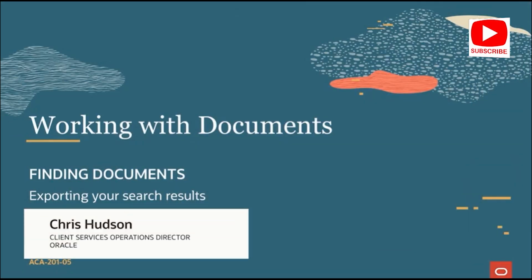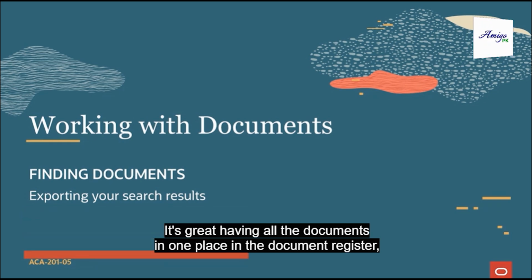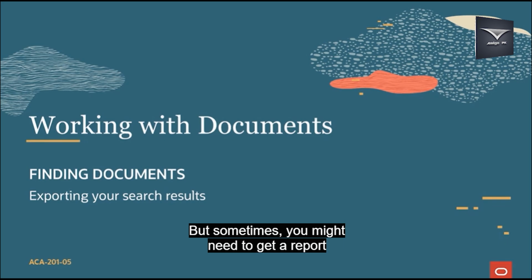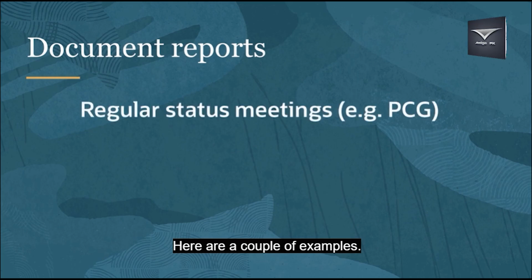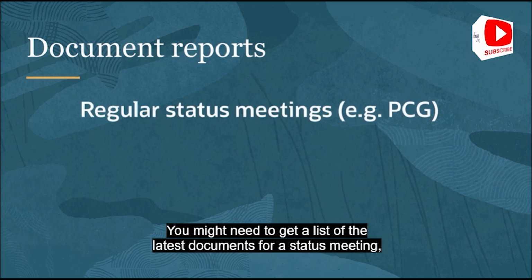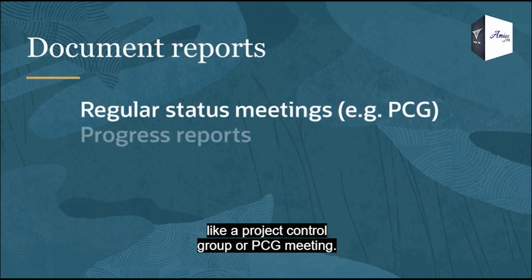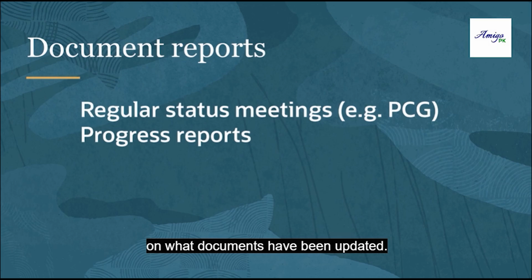It's great having all the documents in one place in the document register, always available whenever you need them, wherever you are. But sometimes you might need to get a report of those documents in your register. Here are a couple of examples. You might need to get a list of the latest documents for a status meeting like a project control group or PCG meeting. Maybe your manager has requested you provide a weekly report on what documents have been updated.